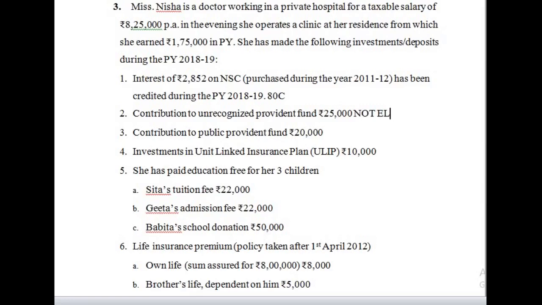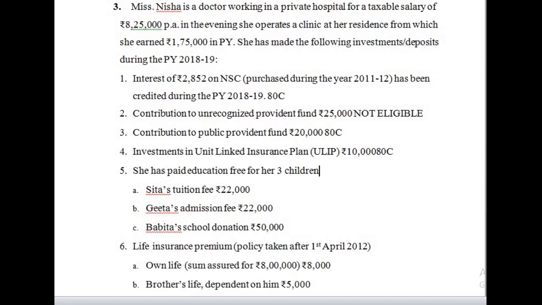It is not eligible because if the assessee wants to claim deductions under section 80C, the contribution should be made to a recognized provident fund. If any investment is made in an unrecognized provident fund, that is not eligible for claiming deductions. The next, contribution to public provident fund, is eligible as deduction under section 80C. Investment in unit linked insurance plan, ULIP, is also deductible under section 80C.